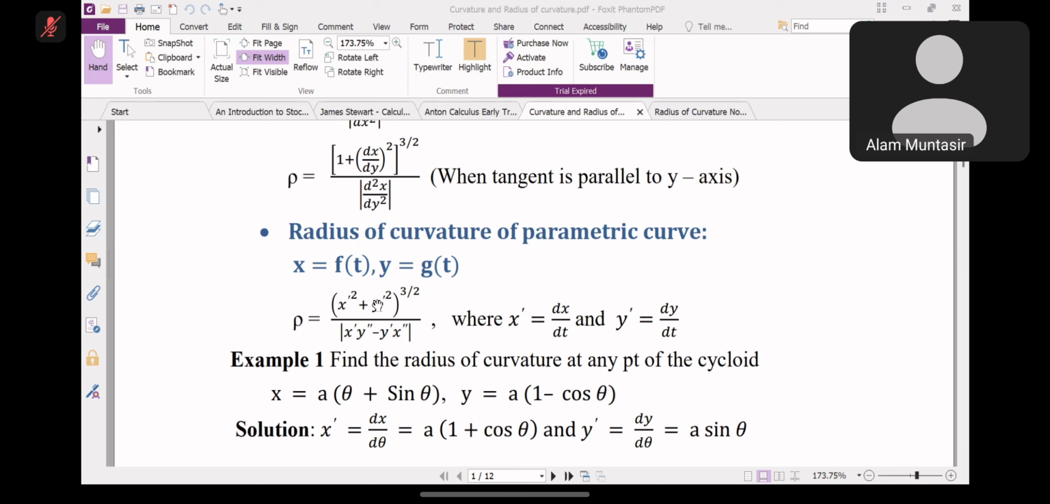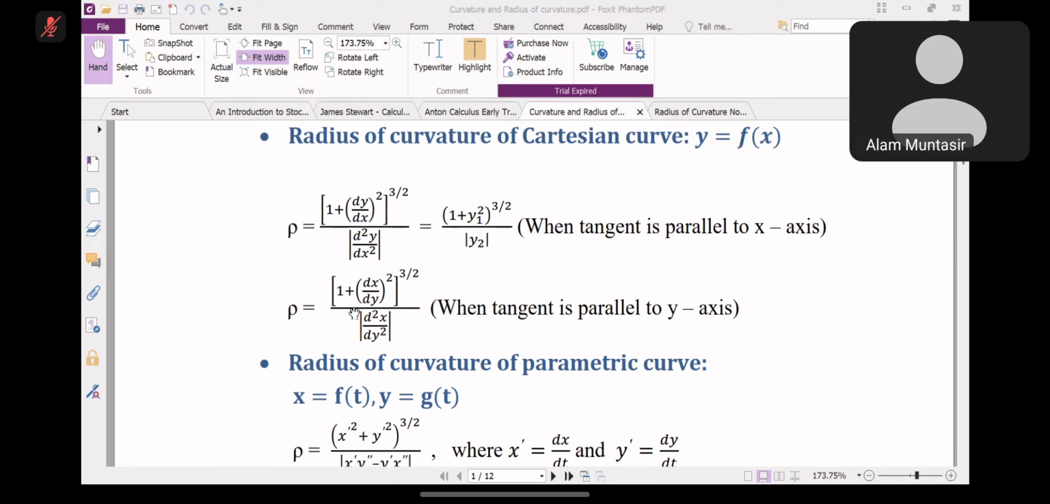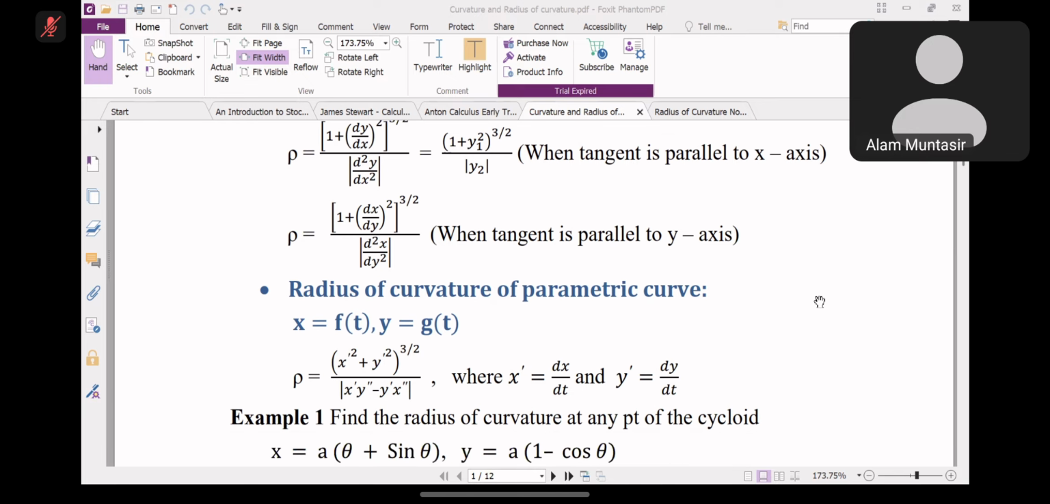Actually, this formula has a proof. If I could show you the proof, then you could understand how the structure of the formula is formed, or how the formula is actually working. But just for the time being, consider this formula as the right formula for calculating the radius of curvature, and following this rule we will solve some numerical problems.